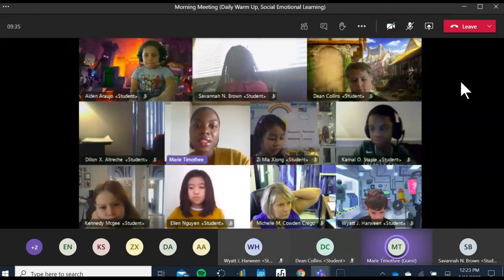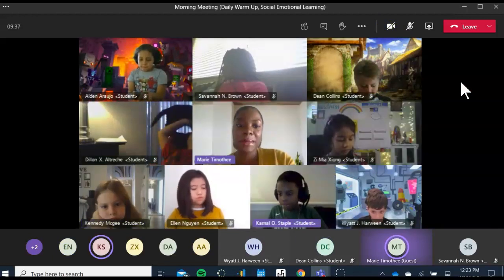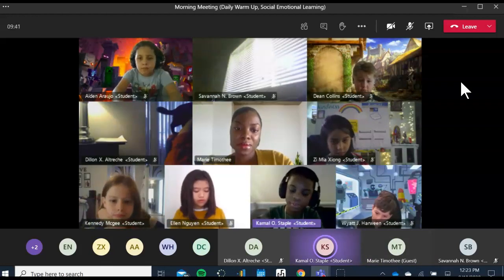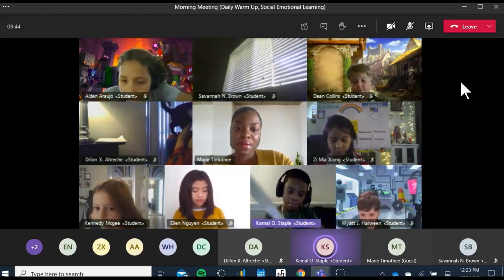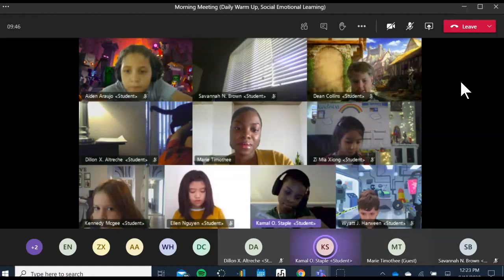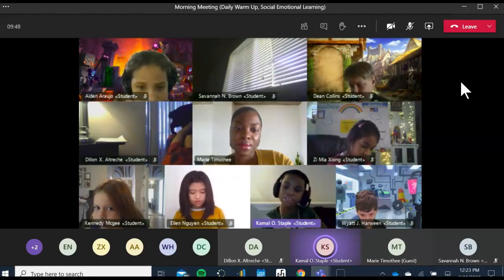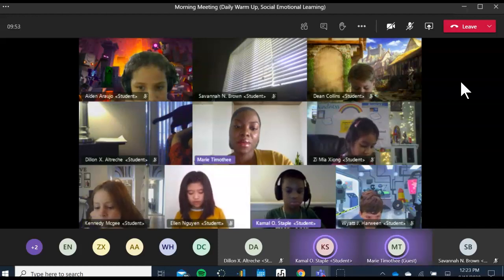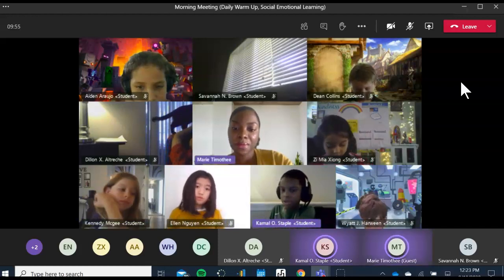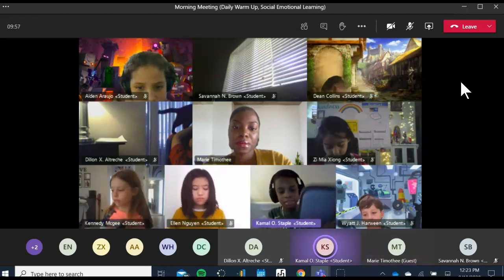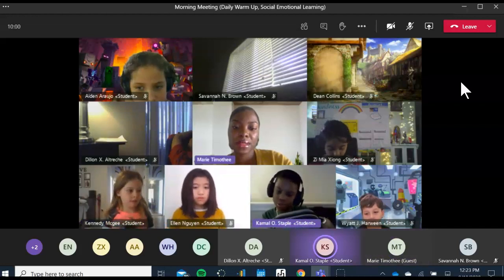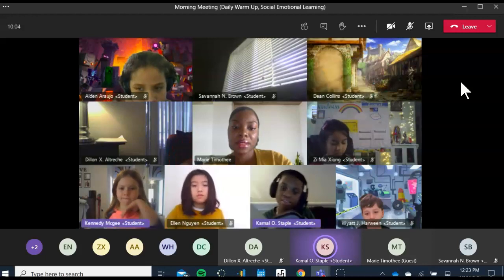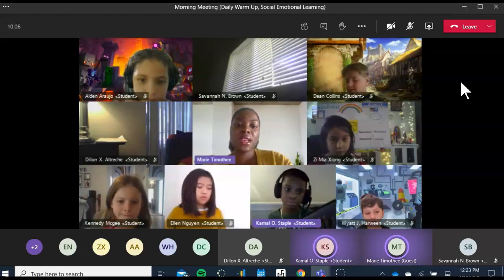Kamal, what did you get to measure? So I got this eraser one, and then this one was somewhere in between 1 and 2. Okay. And what else did you measure? This my case. This was 8 inches. 8 inches. Okay.